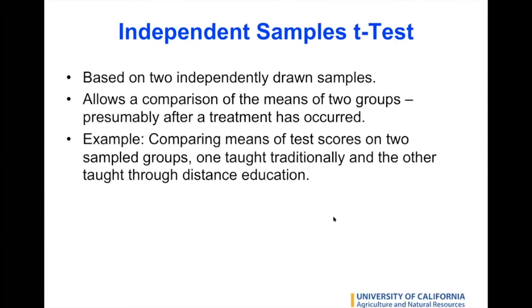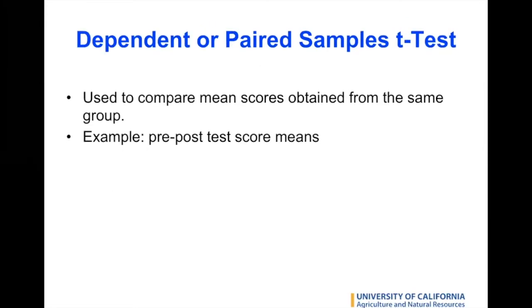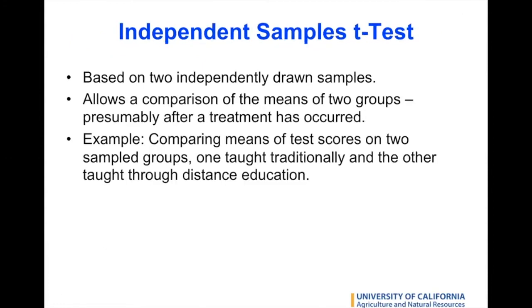The independent sample t-test, as I mentioned, involves two samples, two groups, where we usually compare the variables after the treatment has occurred to see whether the two groups are different based on the statistics. An example is comparing the mean test score of two sample groups, where one group is taught traditionally and one group through online distance education.